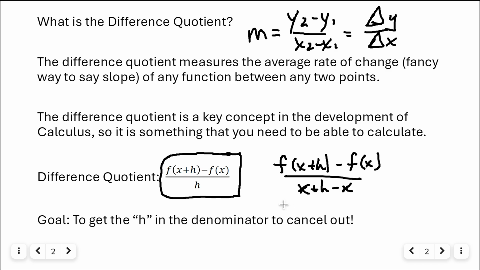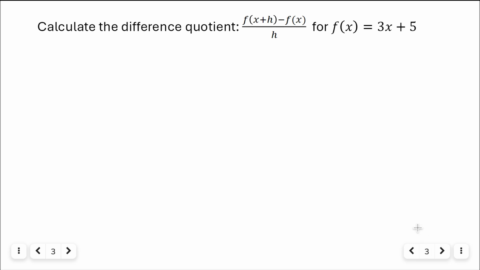Okay? So the goal behind the difference quotient is very simple. Every problem works exactly the same. The goal is to get this h that's in the denominator to cancel out. So you're going to evaluate the two functions on the top, and then you're going to do some algebra, and hopefully this h underneath will cancel itself out somehow. All right, so let's try a few, and we'll make sure that we know how it all works.